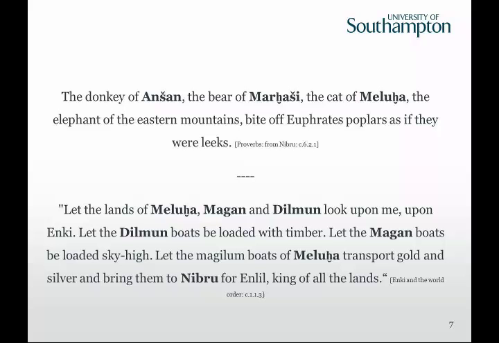Sumerian texts often refer to these three locations in the lower quote here: Magan, Dilmun, and Melucha. And Magan is pretty much identified as being Oman, and Dilmun, although we're not entirely sure, is probably Bahrain or the eastern provinces of Saudi Arabia. It could be Oman, or it could be some location on the Iranian coast of the Persian Gulf.